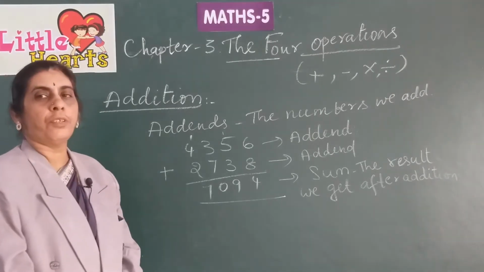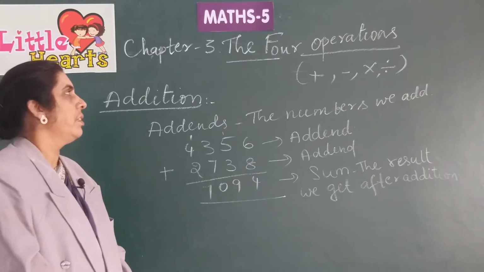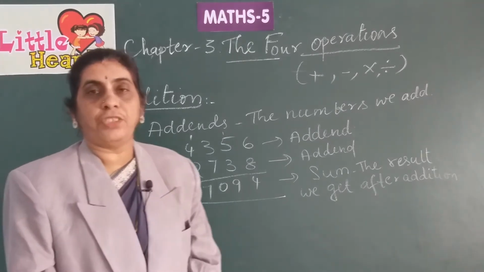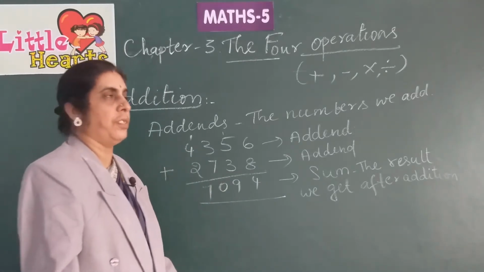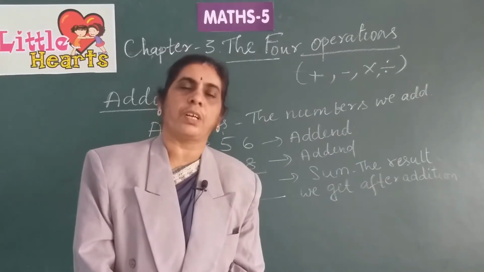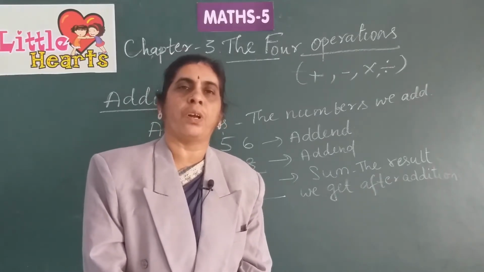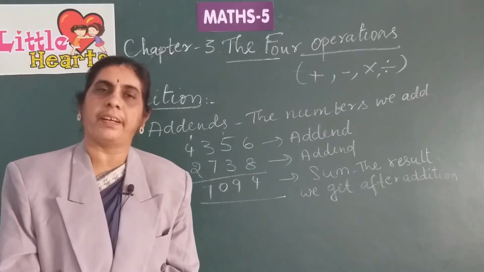What are the four operations in mathematics? Addition, subtraction, multiplication, division. So let us go first with addition. What is addition? Combining a group of objects or combining numbers together is called addition. And in addition, we always go with forward counting.